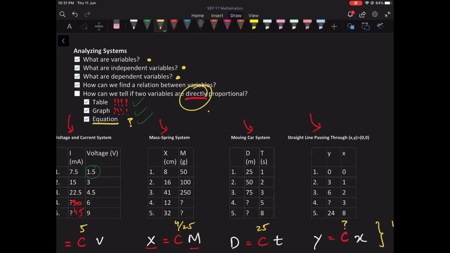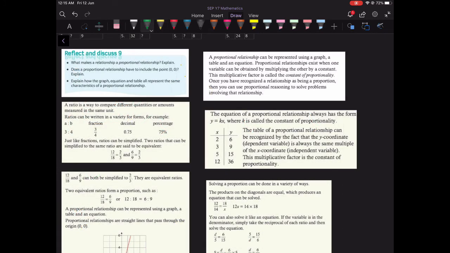Let's summarize. What makes a relation a proportional relationship? The equation of a proportional relationship always has the form of y equals kx, where k is called the constant of proportionality. The table of a proportional relationship can be recognized by the fact that the y-coordinate, the dependent variable, is always the same multiple of the x-coordinate, the independent variable.